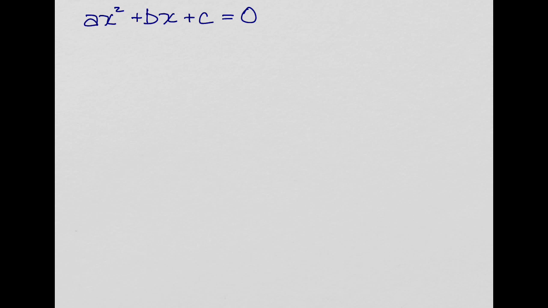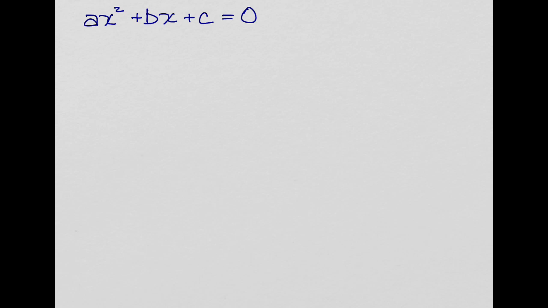Where it actually comes from is I'm going to take a generic quadratic equation like this one. So I don't have specific numbers in there, just a, b, and c for my coefficients. And I'm going to complete the square. So that's a process that we've seen before. I'm going to complete the square with this generic quadratic equation.